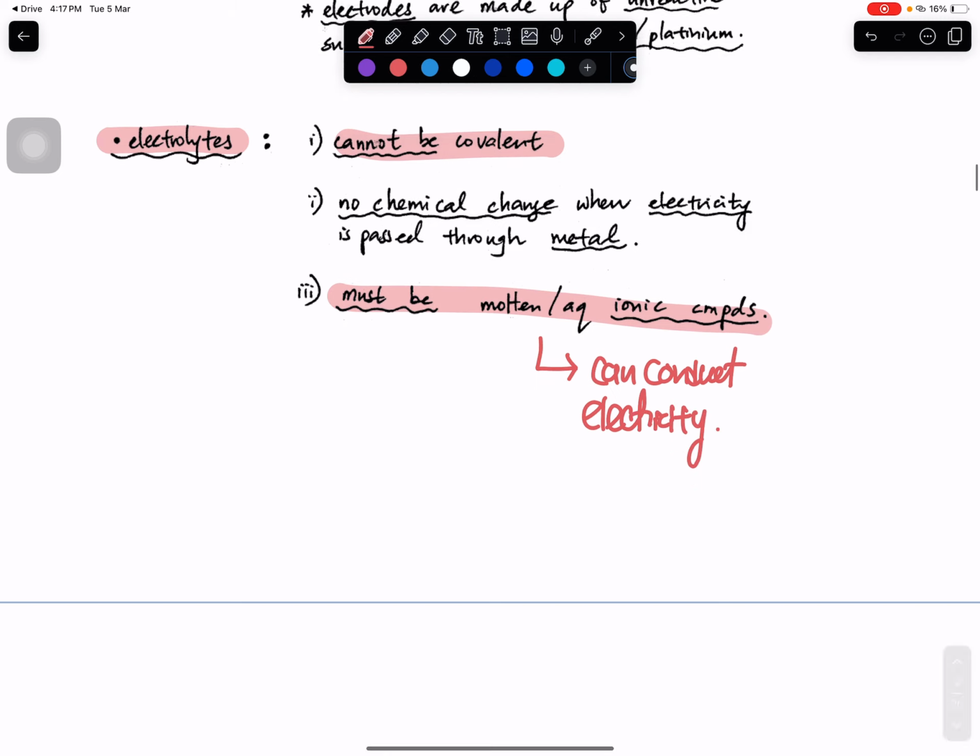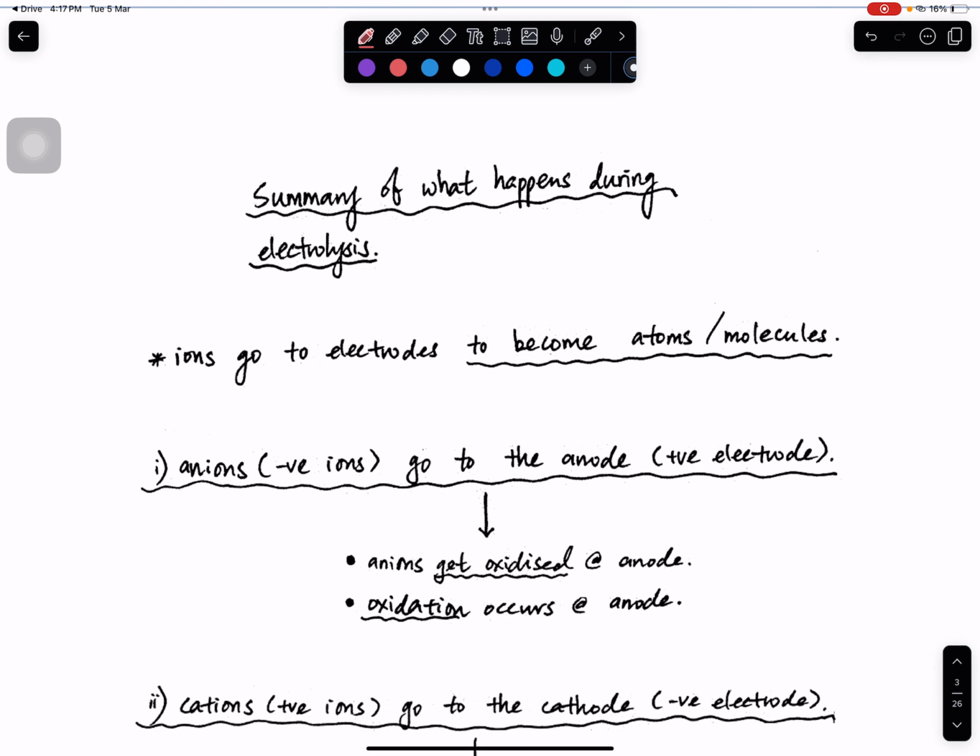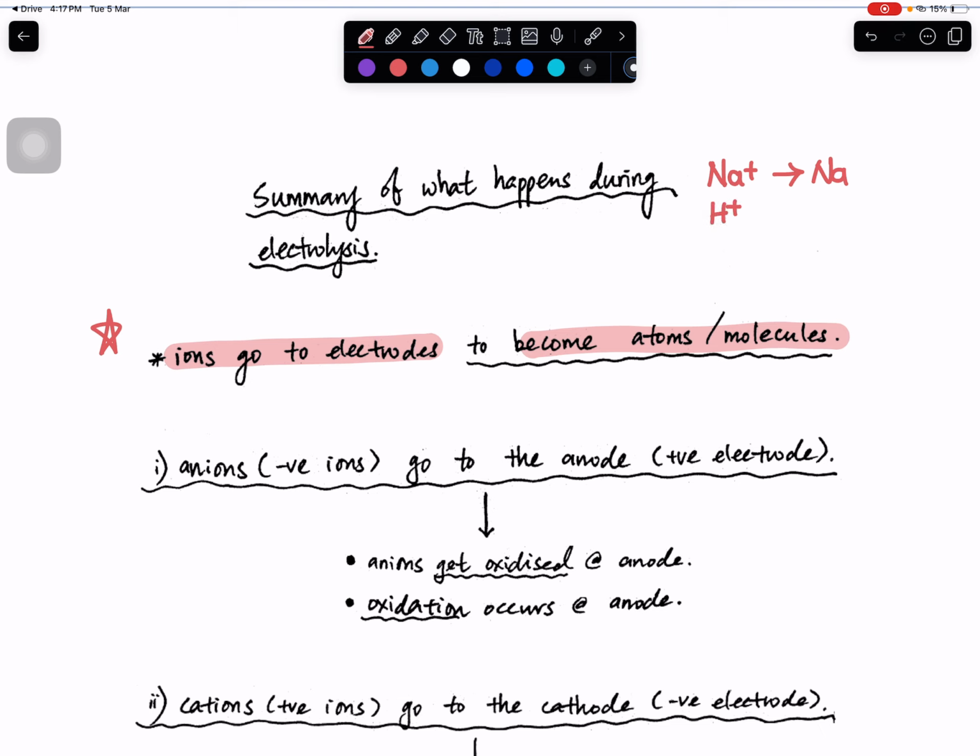Okay, moving on, let's talk about what happens during electrolysis. This is a very, very important point, please focus on this: ions will go to the electrodes to become atoms or molecules. To give you an example, Na+ will become Na, right? H+ will become its molecule of H2, right? And if you have Cl-, you'll become Cl2. So this is what's happening. The ions will become atoms or molecules.